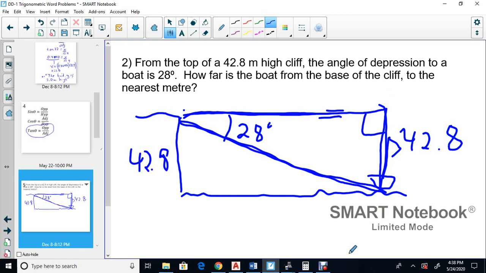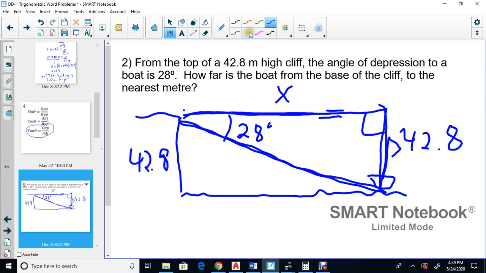Okay, let's label all the sides here. So first, we've got to figure out what the X is. Let's put the X. How far is the boat from the base? So X is the horizontal distance. Here, we're assuming it's the horizontal distance, so from the base right there. So that's our X here. It's the same as on the top here.